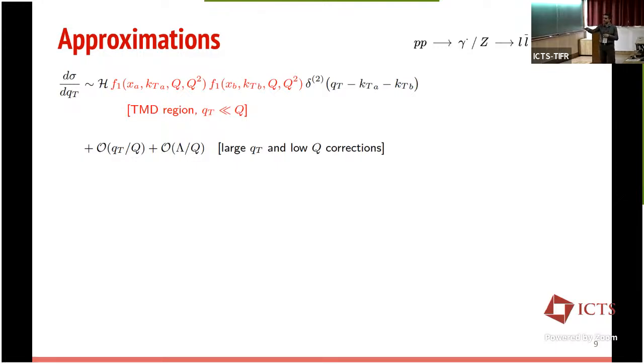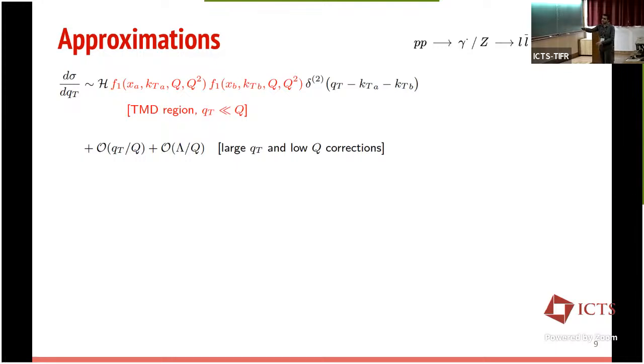If these corrections grow too large, then the application of the factorization theorem is not legitimate anymore. So which kind of corrections do we have in the TMD case? The first one is a correction that becomes relevant when the transverse momentum is comparable to Q, and Q is the hard scale of the process. In this case, it could be, for example, the mass of the virtual photon, or the mass of the Z.